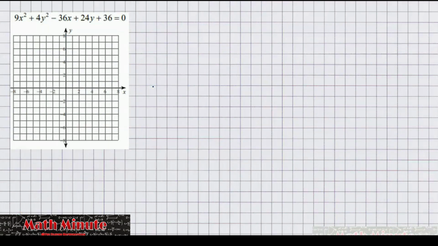Okay, so let's group the terms that have the same variables. We have 9x² - 36x + 4y² + 24y = -36. I transferred positive 36 to the other side. Then we factor out the numerical coefficients on your squared terms. So this would be 9 times x squared, 36 divided by 9, that would be negative 4x. Then completing the square, this would be positive 4.